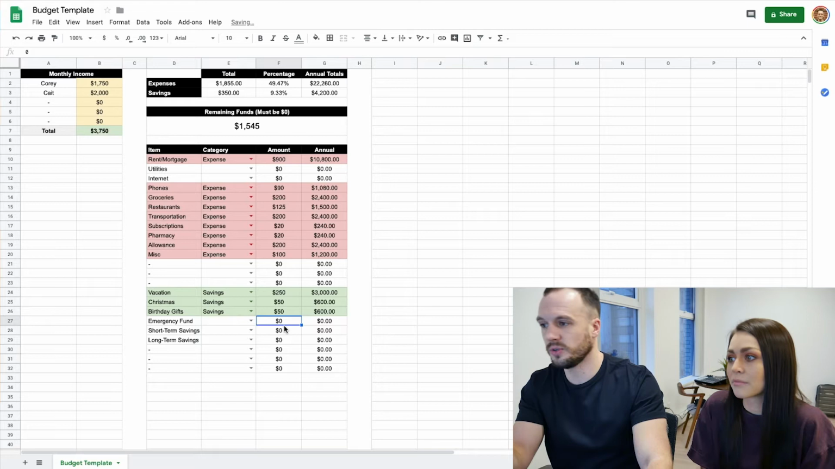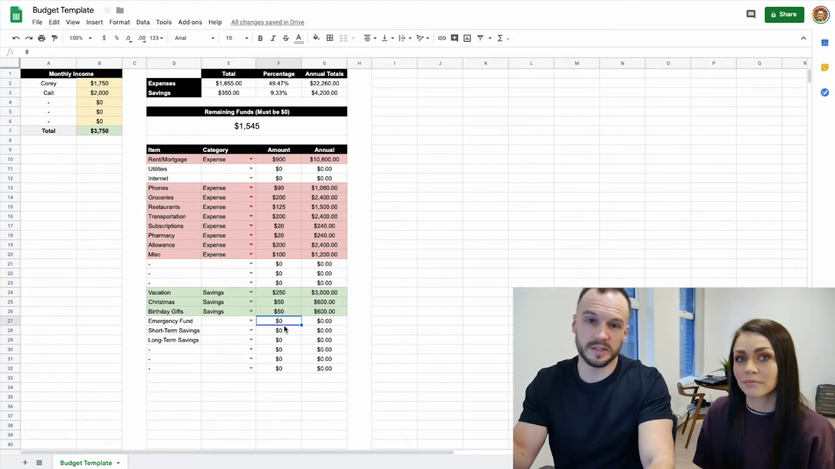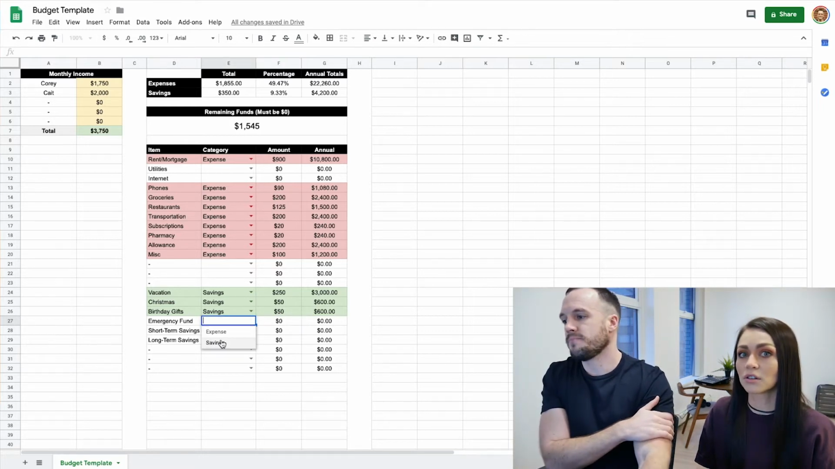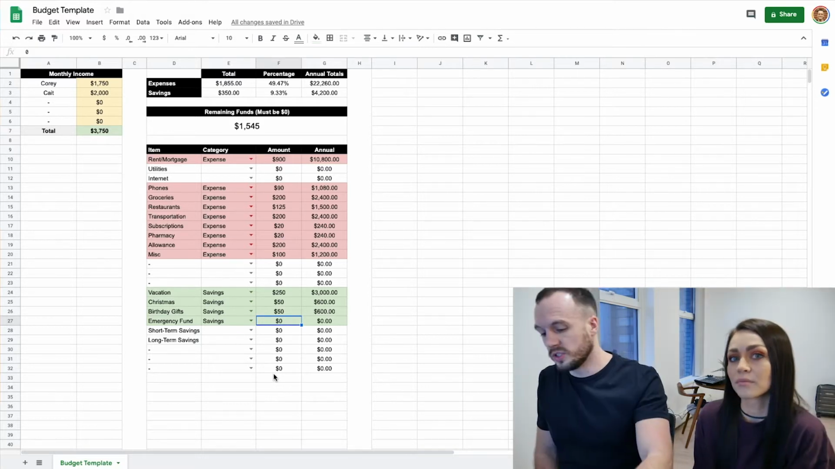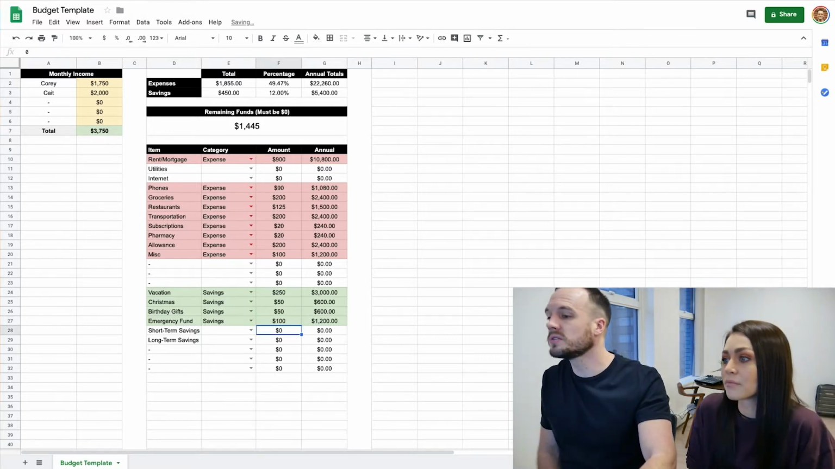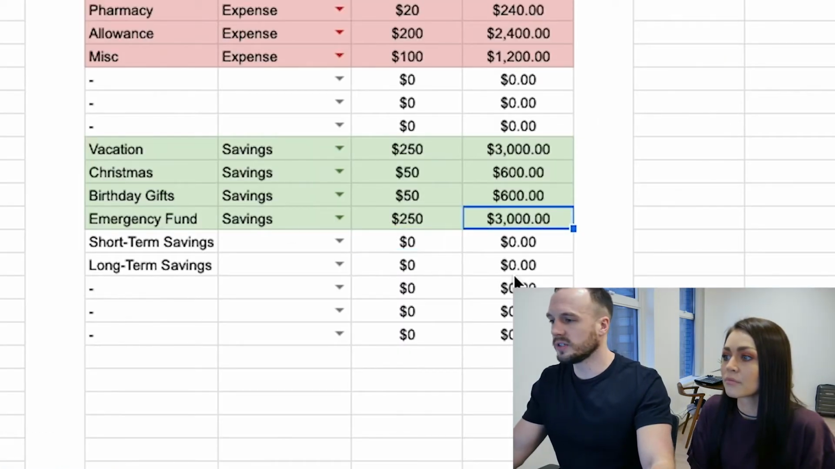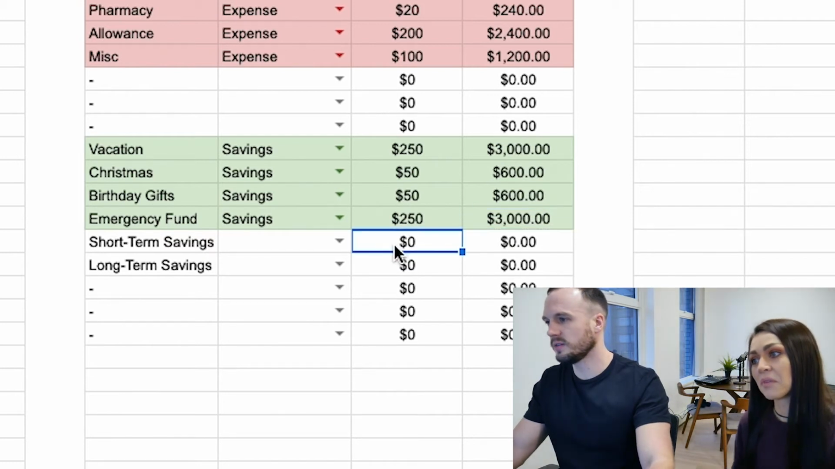Emergency fund, super important. Generally you should have 3 to 6 months worth of emergency fund. So $10,000 to $15,000 is probably a good goal to have. We'll just say we want to do $100. Nah, do $200. How much do we have left? $250 for emergency fund gives us $3,000 a year. That's not as high. Let's see what else we can do here.